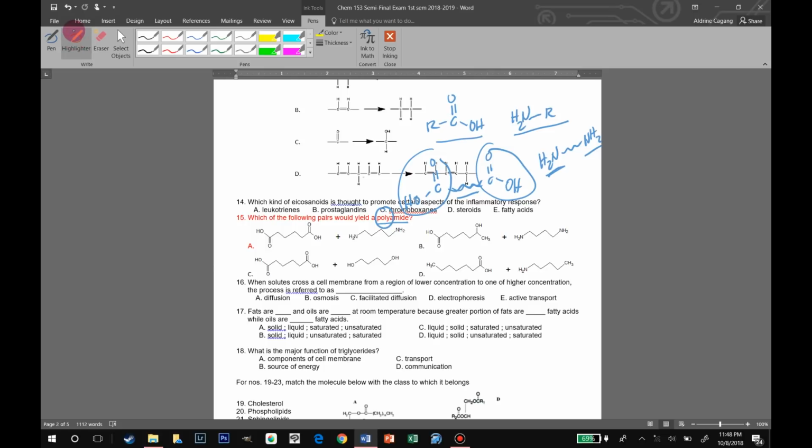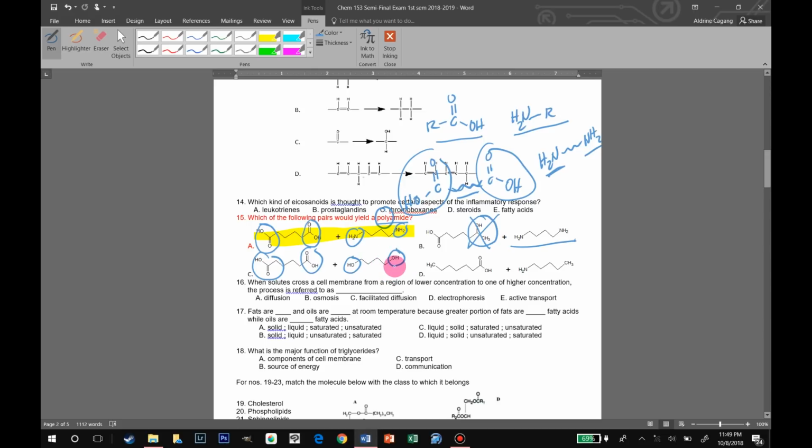So the correct answer here should be letter A, this one, because you have here a dicarboxylic acid and a diamine. So this is going to give you your polyamide. Letter B is not a dicarboxylic acid. This one is an alcohol, although this one is a diamine, but this one is not a dicarboxylic acid. Your letter C is a dicarboxylic acid, but this is a diol, a difunctional alcohol. So this is not going to give you a polyamide.